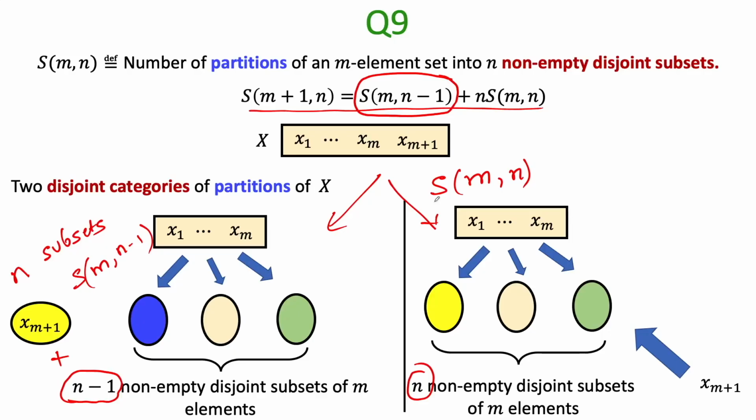Now, how many partitions of type 2 can I have? I can have n into S of m comma n number of partitions. This is because the element x of m plus 1 can occupy any of the n subsets. Okay, and because the two categories of partitions are disjoint, if I sum them, I will get all possible ways of partitioning the set X.